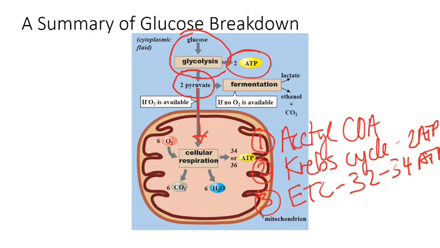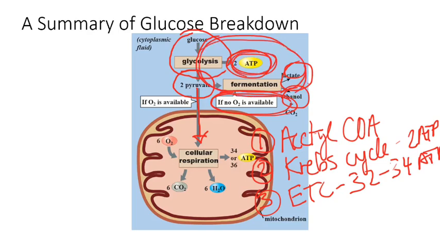If oxygen is not present, then the pyruvate is going to go through fermentation and we will produce lactic acid. Yeast, for example, will produce ethanol. We do not get any ATP from this. So if we have to go through glycolysis and fermentation repeatedly, we're only going to get 2 ATP.